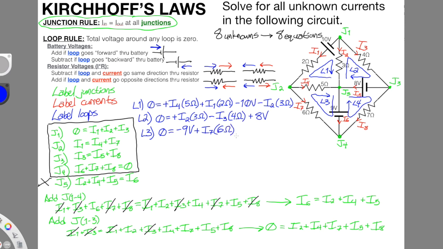And then we go through the 5 ohm resistor, the same direction as I4. Since the loop and the current are in the same direction, we will subtract that voltage.